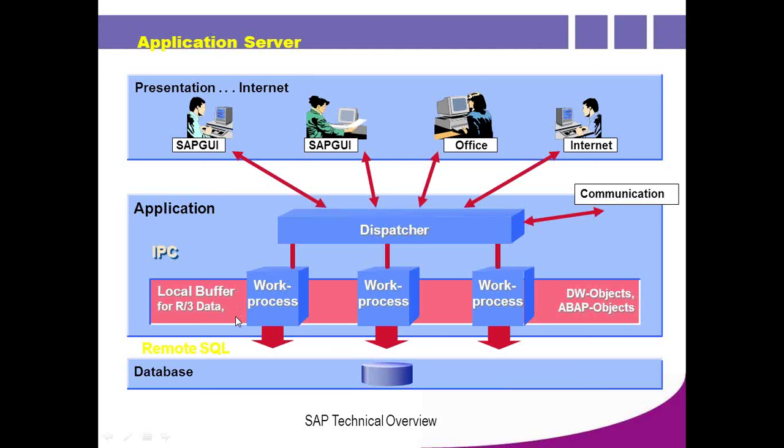So that is the application layer and database. These are the three layers. We can call it three-tier architecture: presentation layer, application layer and database layer. In the ERP mechanism, each and every ERP product is using this three-tier architecture.